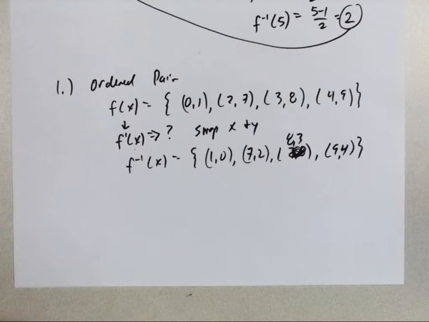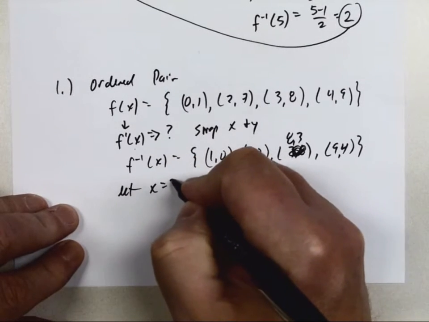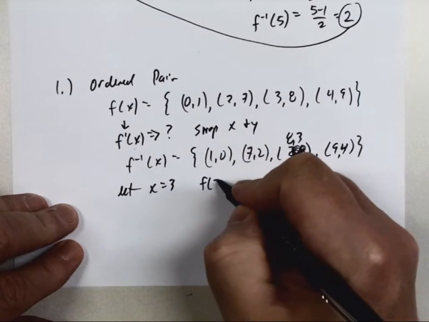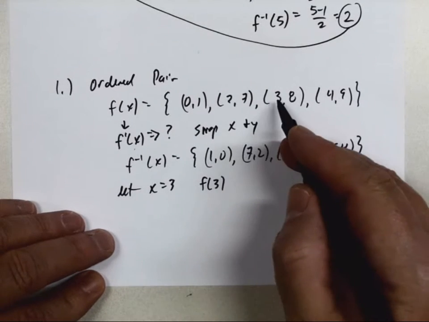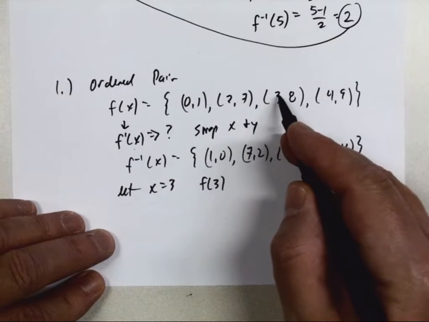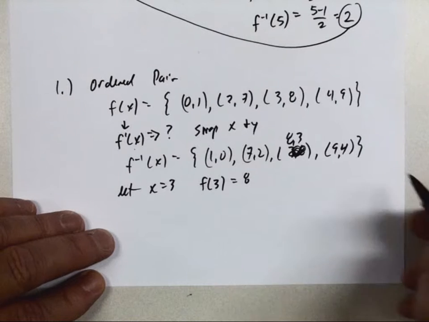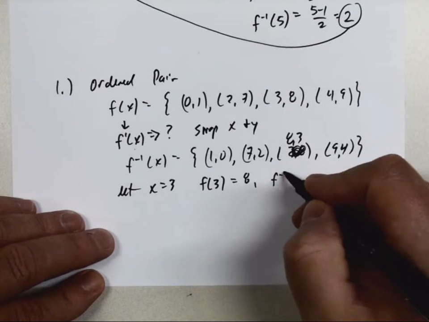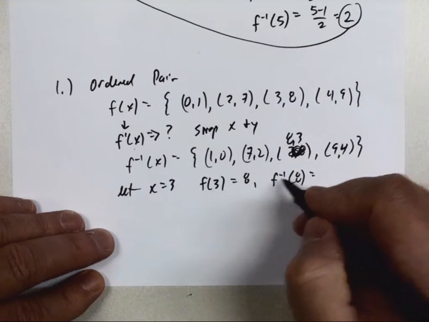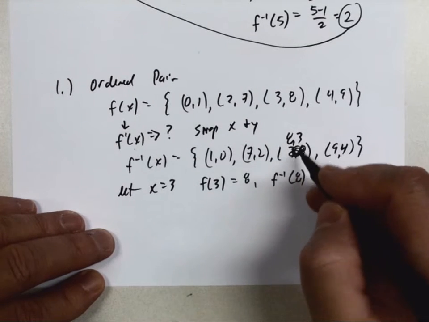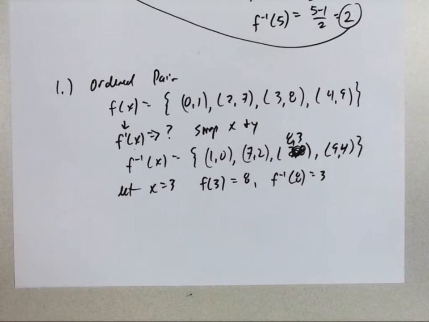And the idea of reversing: say I choose x is 3 and I ask, what's the function when x is 3? I go to the ordered pairs where x is 3, so it's 8. And then I ask, what happens if I take the inverse function of 8? Now I go to the inverse function when x is 8, and I'm back to 3.